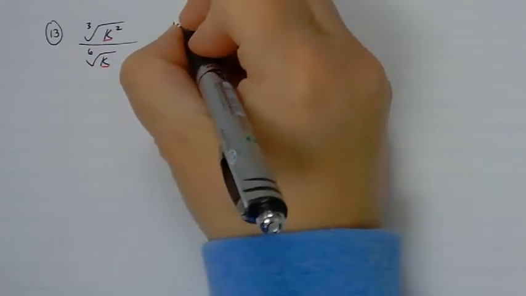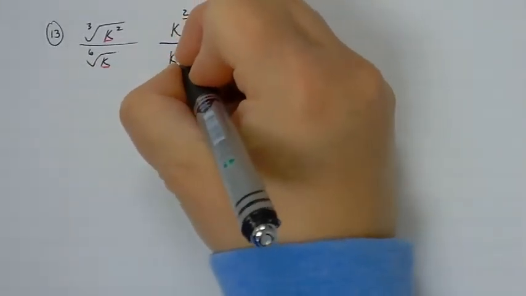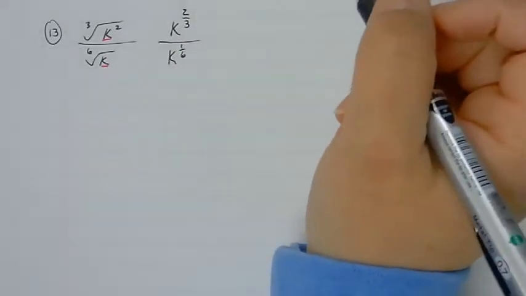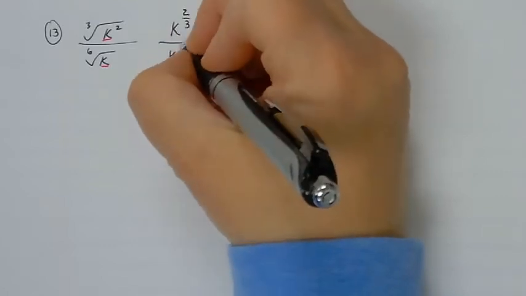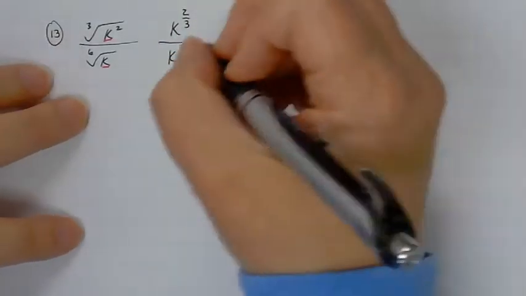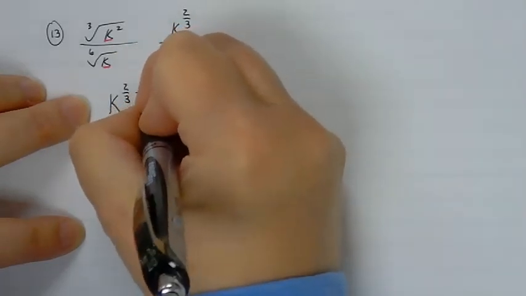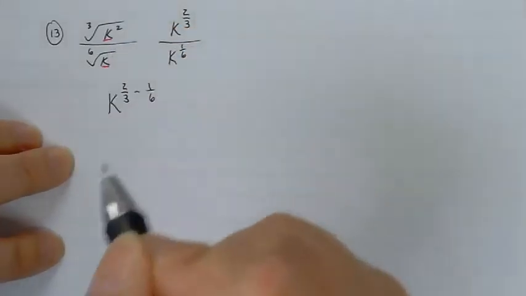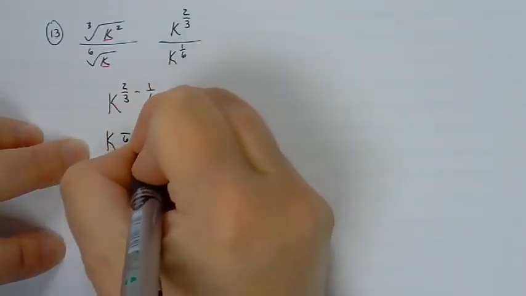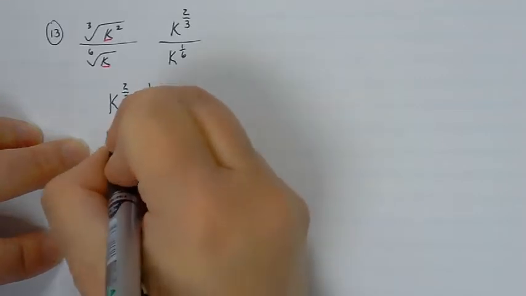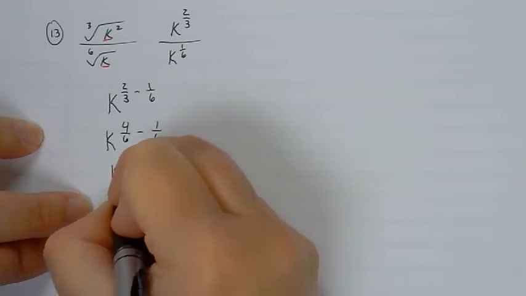So this would be k to the 2/3 over k to the 1/6. So again, what happens whenever you have the same base, then you can subtract the exponents. So this would be k to the 2/3 subtract 1/6. So in order to subtract exponents, I need it to be the same denominator. So I'm going to make them both over 6. And this would go to 4/6. So it'd be k to the 3/6 or k to the 1/2.